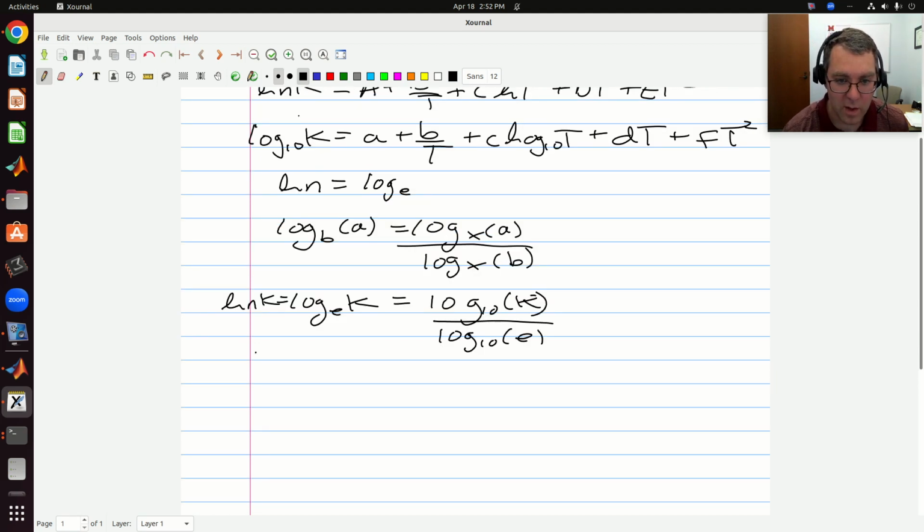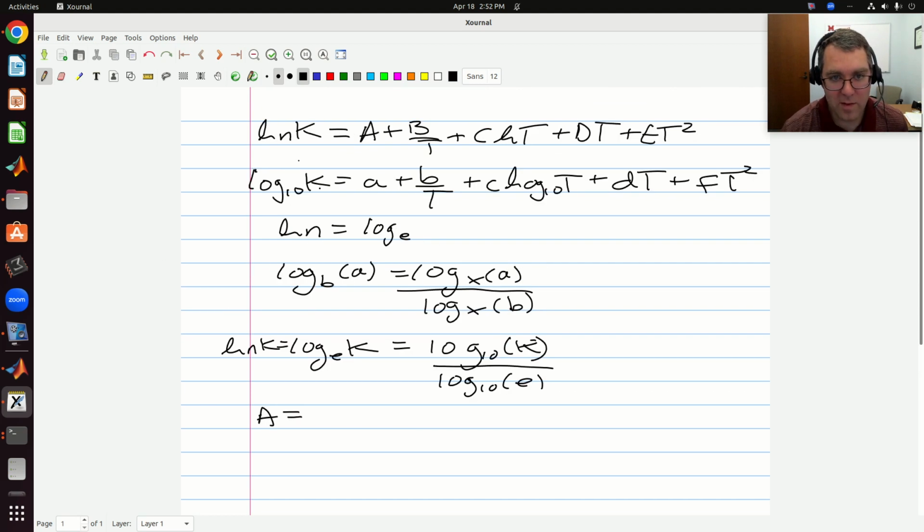So what I'll need then is big A. I'm going from log base 10 of k to natural log of k. To do that, I'm going to take log base 10 of k and divide by log base 10 of e. Looking at the first term, big A is just going to be equal to little a divided by log base 10 of e. B is going to be equal to little b divided by log base 10 of e.